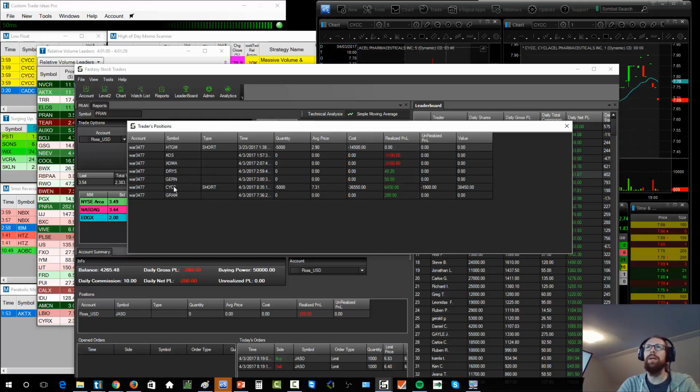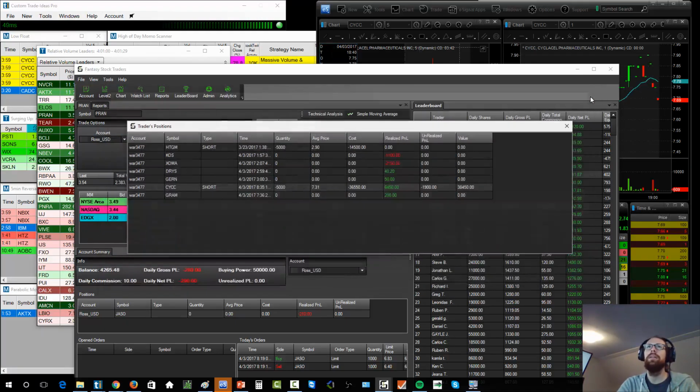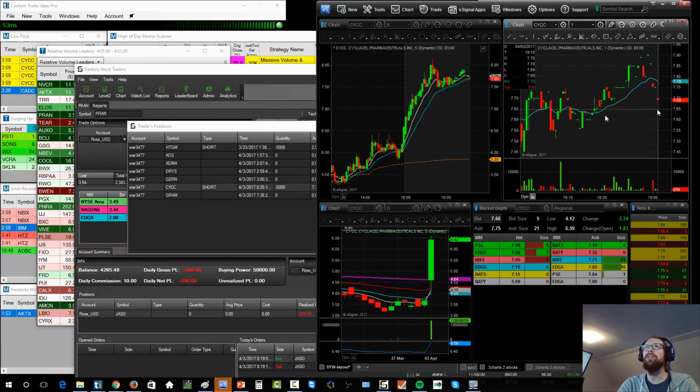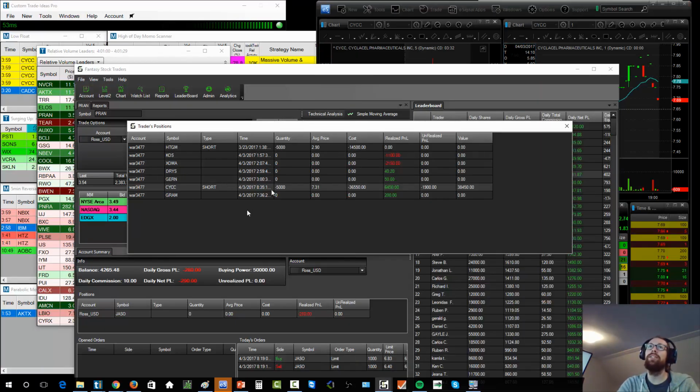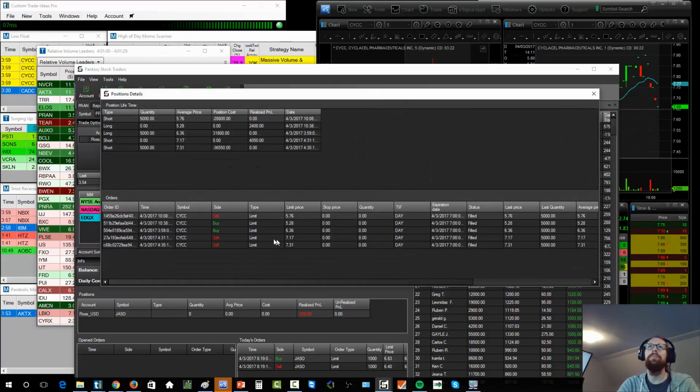She's short CYCC also, short at 7.31. So it looks like she must have taken a trade after hours, 7.31, but it squeezed as high as 8.15 with 5,000 shares. So she was down quite a bit on that before she came back up. What's interesting is that she's up $6,400 on it today.